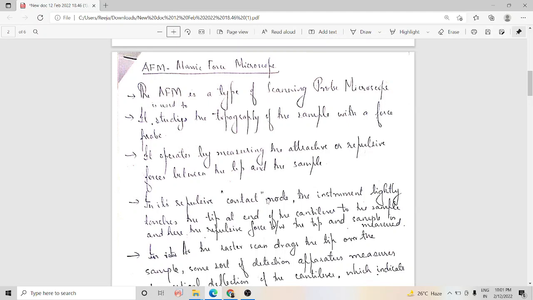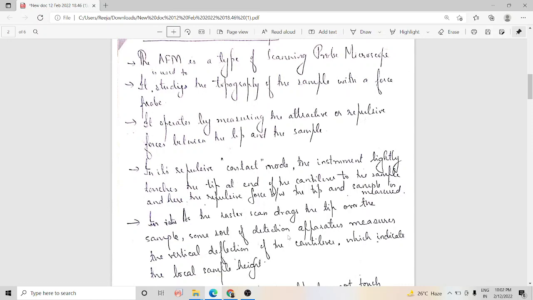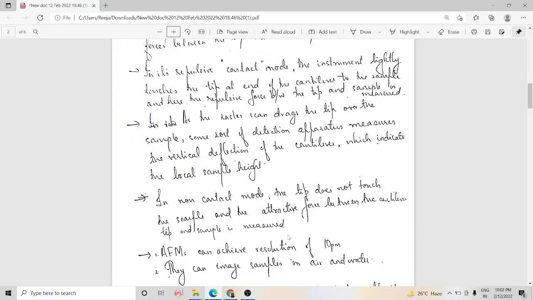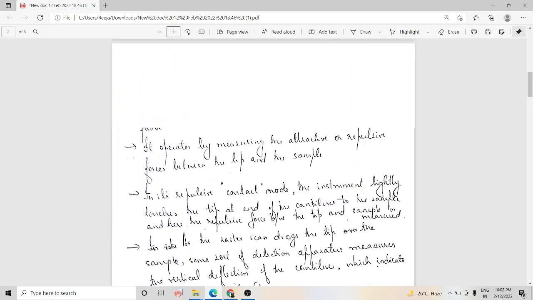It can be used in two modes. In contact mode, the metallic tip of the probe lightly touches the surface of the sample, and a repulsive force originates between the tip and the sample, which is measured to study the surface topology. Whereas in non-contact mode, the tip does not touch the sample and there is an attractive force between the cantilever tip and the sample, which is used to measure the surface structure.